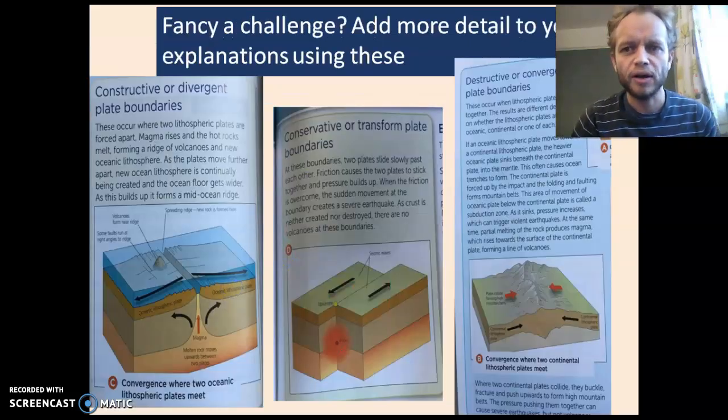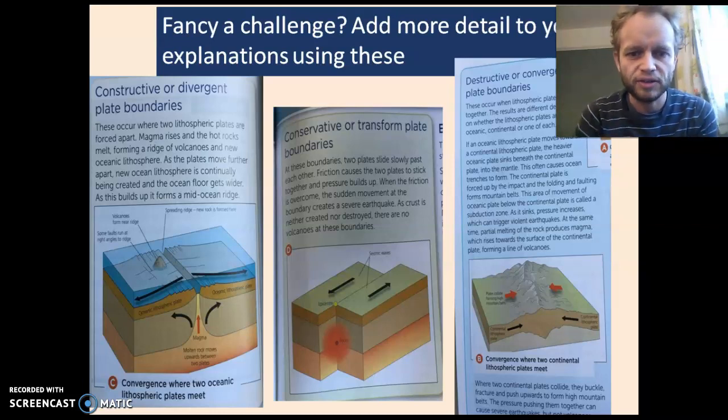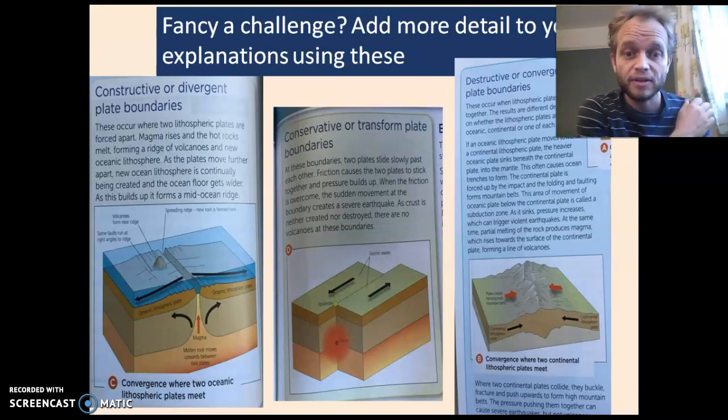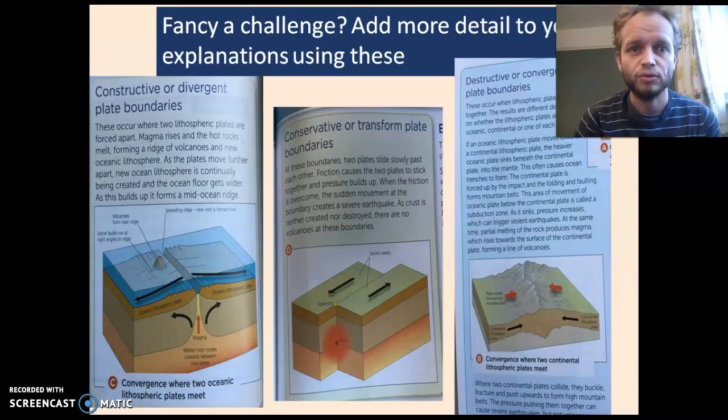Now, if you are super keen to know a bit more information, I've given some further detail about each of these plate boundaries. Check through your work and add a little bit more detail. There are some keywords in here that you might use, which are a little bit more complex than the ones that I've talked about. But if you've got a good understanding of the tectonic plate boundaries from what I've talked through, then that's really great.